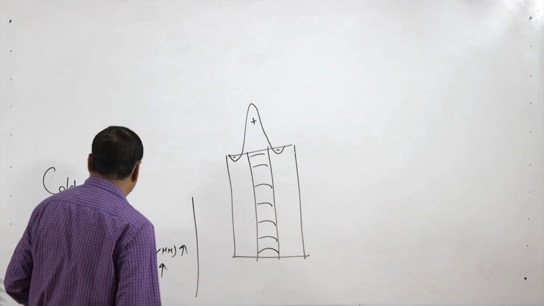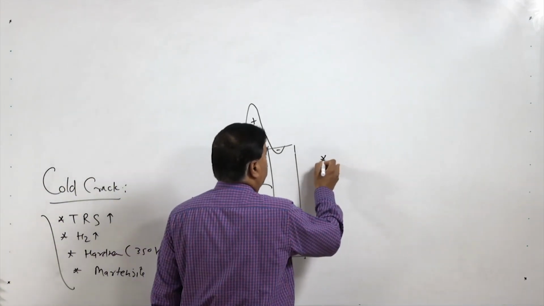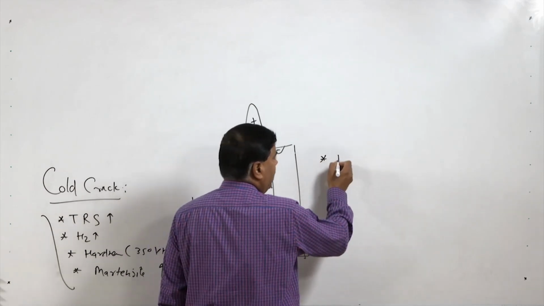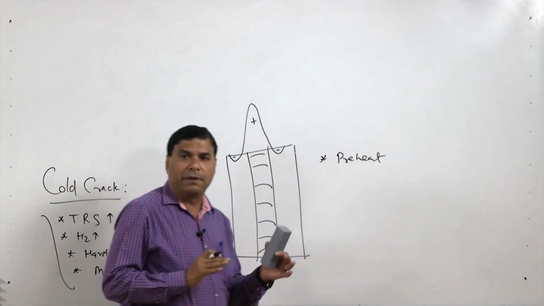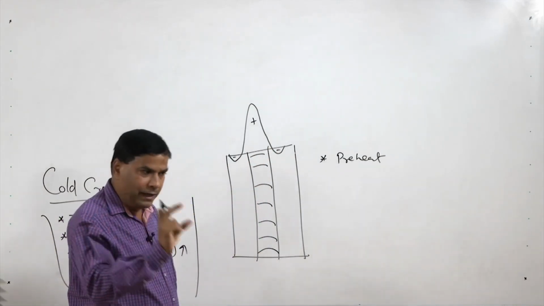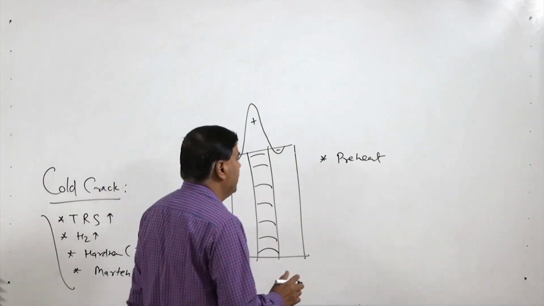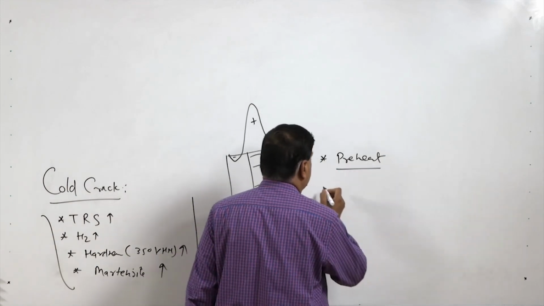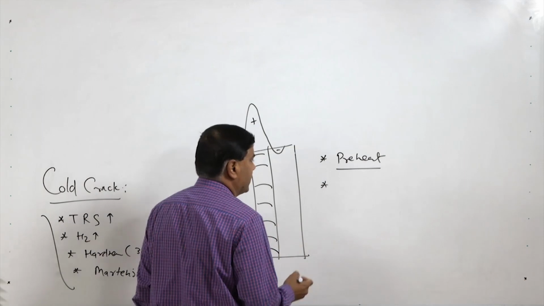In order to reduce the tensile residual stresses, we have limited approaches. Like we can do the preheating, so that the differential thermal expansion and contraction in the weld, the heat affected zone and the base metal can be reduced. So, preheating is one thing which can be done in order to reduce the tensile residual stresses.